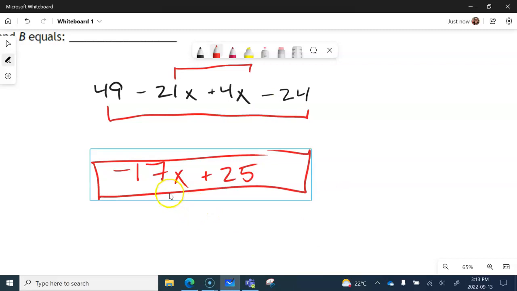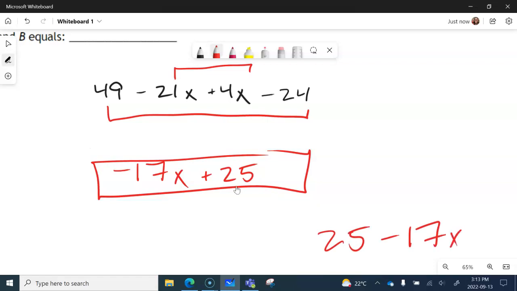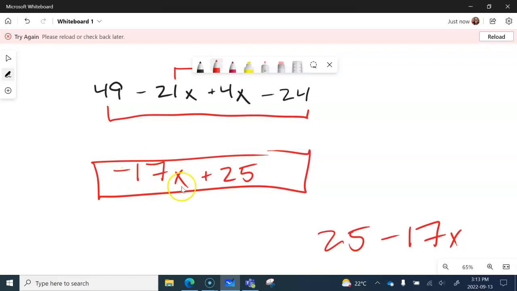And just also a last point that I'll make is we always put the x term first. So you wouldn't really write it like this. You wouldn't write 25 minus 17x. I mean, you're technically not wrong, but just by convention, we always put the terms with the variables first.